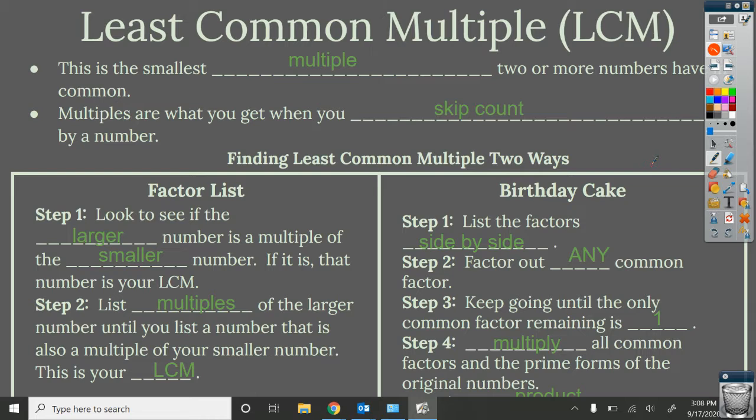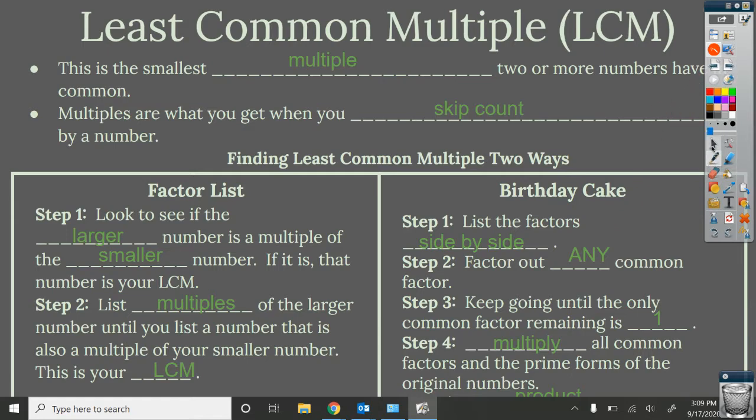To do birthday cake, you're going to do the exact same procedure that you did yesterday. You're going to list the factors side by side, factor out any common factor, keep going till the only common factor is 1, but then you're going to multiply all the common factors. And I put the prime forms of the original numbers. They may not be prime, but you're going to just use the final forms of the original numbers. So I do need to fix that in the notes, and I'm sorry about that. So they're not prime factors. They're just the final forms of the original numbers that you have. Okay, so I will fix that for next time.